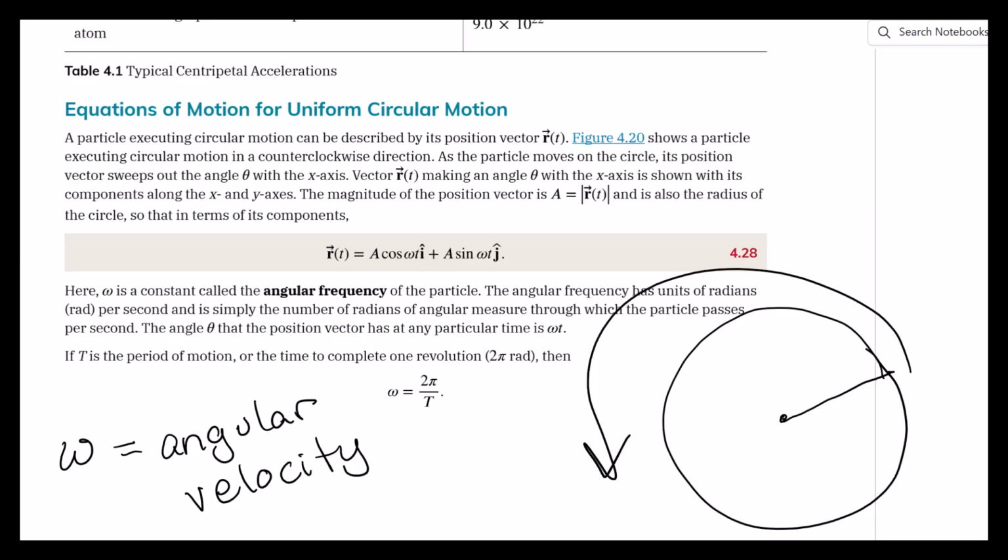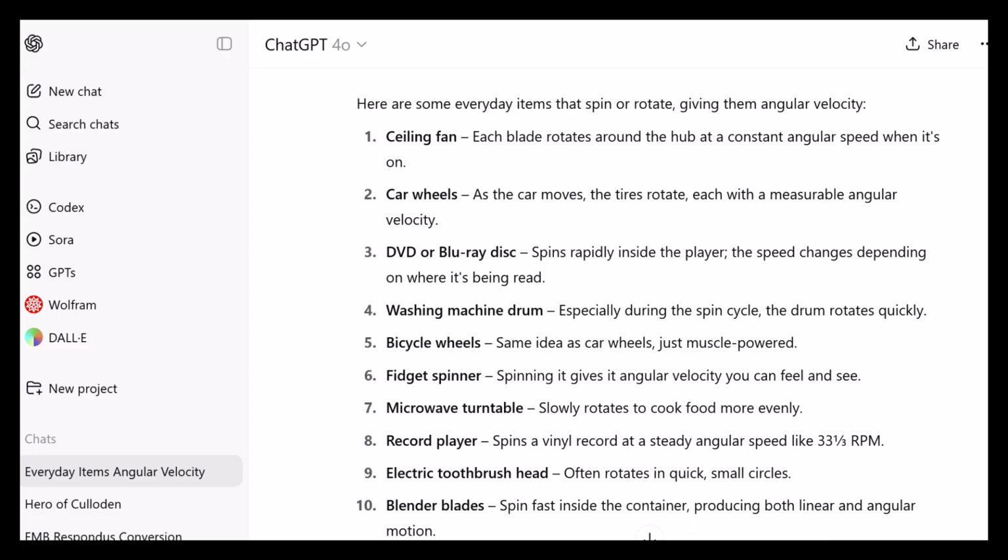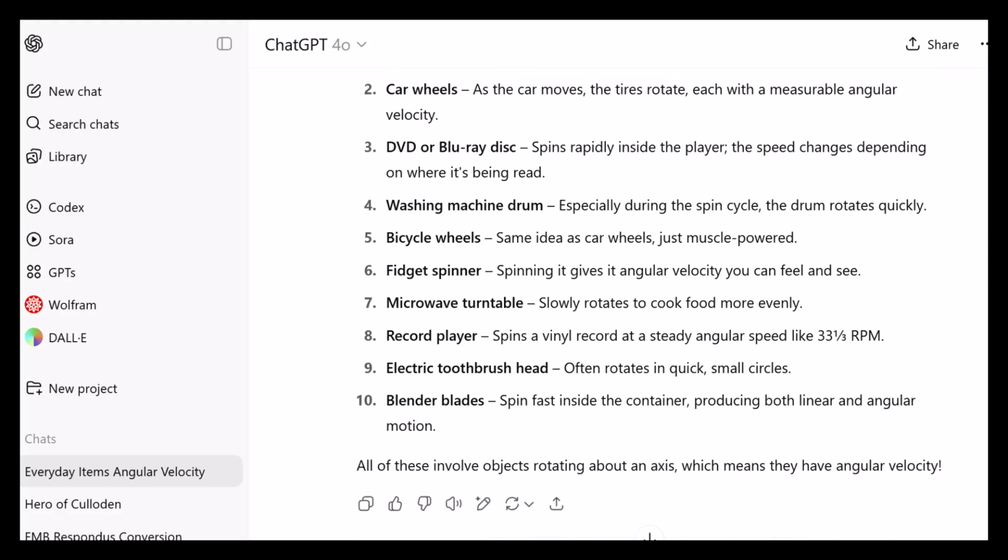So if you think about revs per minute, like a record player, what still rotates? I mean, I don't know. Hold on, I have to do this. There you go. Examples of everyday items with angular velocity. A car wheel, I should have thought of that. A car wheel spins. If a car wheel is just running, it has an angular velocity. A ceiling fan has an angular velocity. A fidget spinner, record player, electric toothbrush head. Okay, well, there you go.